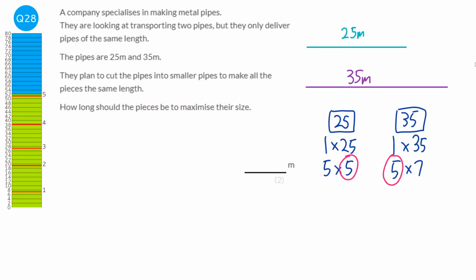So what we can do is we can cut all of these pipes into 5 meter pipes. So 1, 2, 3, 4, not to scale, and then 7 of these. So 1, 2, 3, 4, 5, 6, and so there's 7 in total. So each of these are 5 meters long, and there's no wastage. And that's the longest we can make the pipes for there to be no wastage at all. So my answer is 5 meters.